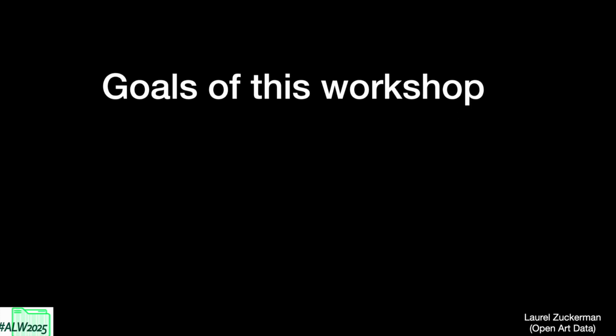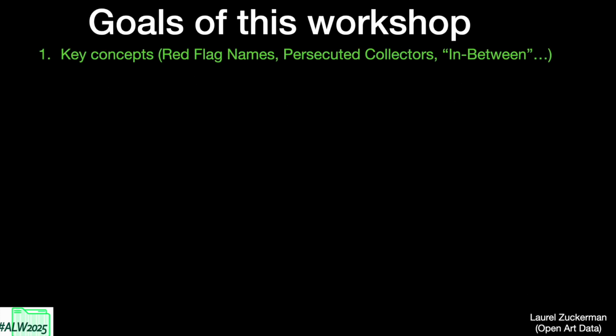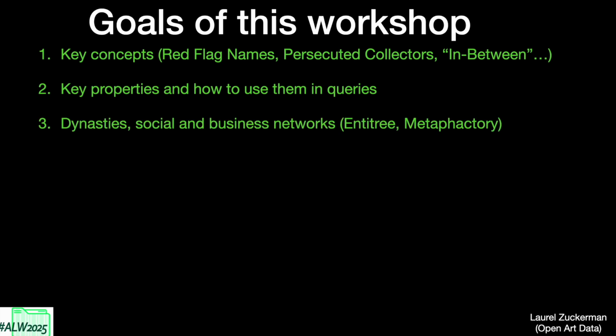The goal of this workshop is to familiarize you with key concepts and key properties necessary for tracking looted art. It's to look at how we can use information in Wikidata about dynasties and social and business networks over long periods of time in order to formulate queries that will give us useful information, and how to always ask what else, who else is involved.